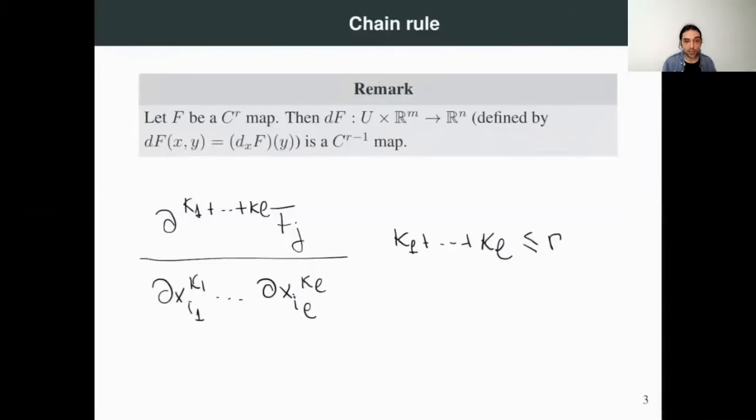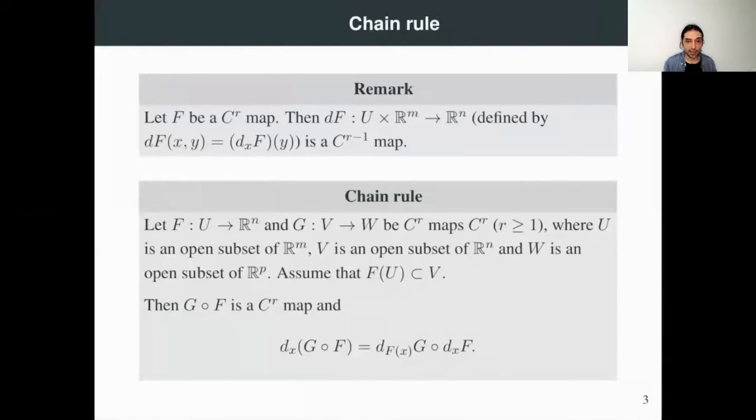And as a consequence of this remark, we have that this map over here, built by defining the differential of f at the point x, y as the differential of f at the point x applied to y, is a C^(r-1) map. So we are losing a degree of differentiability when we consider the differential of a map. If the map is C^r, the differential is just going to be C^(r-1).